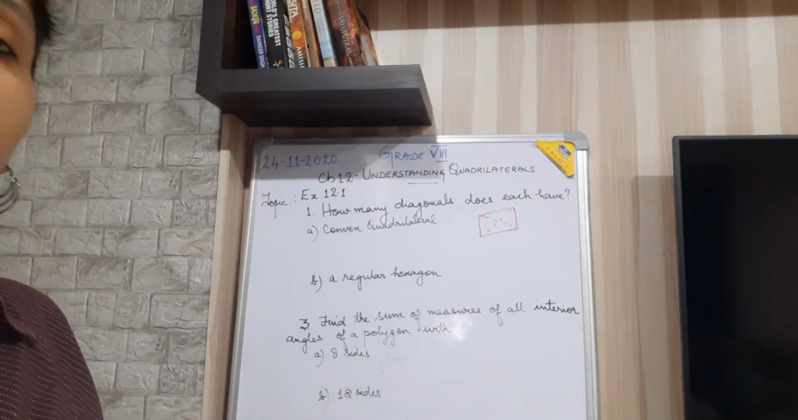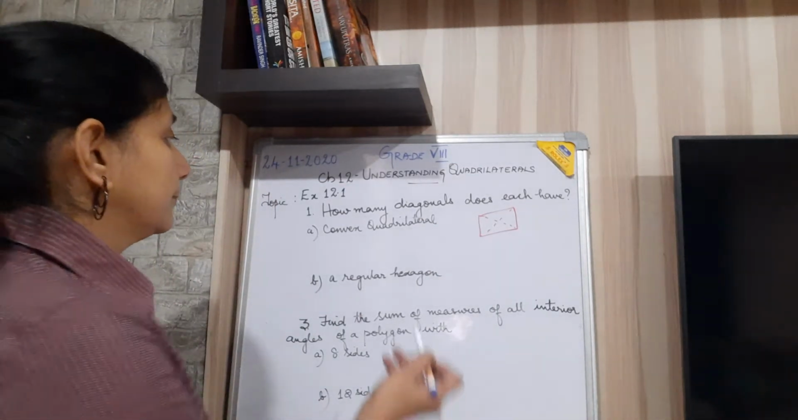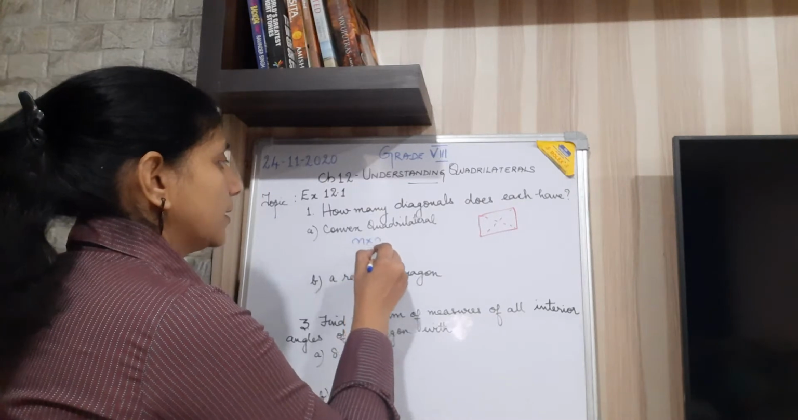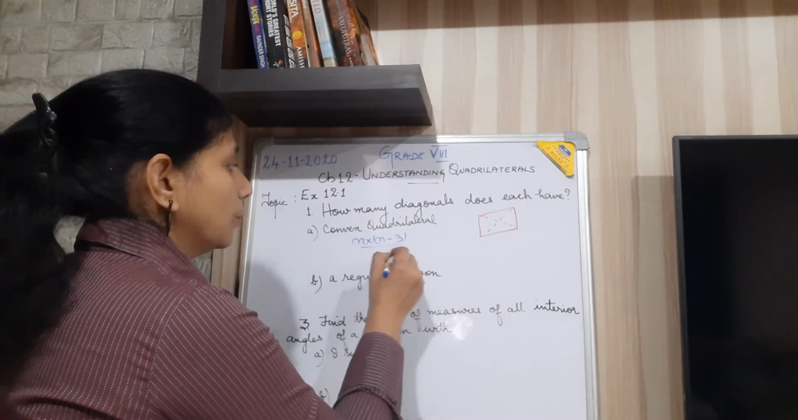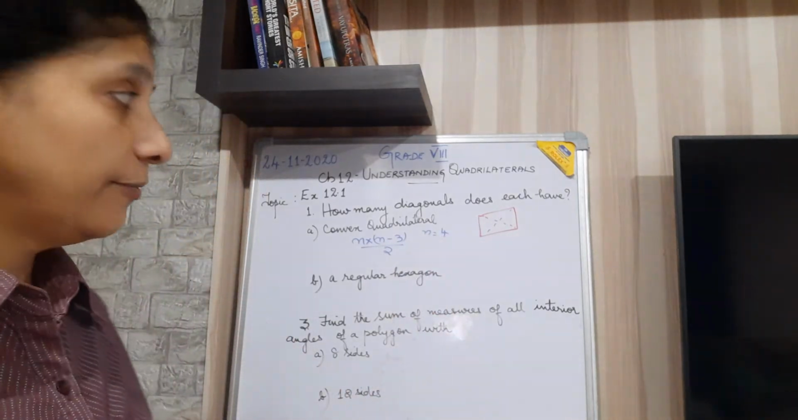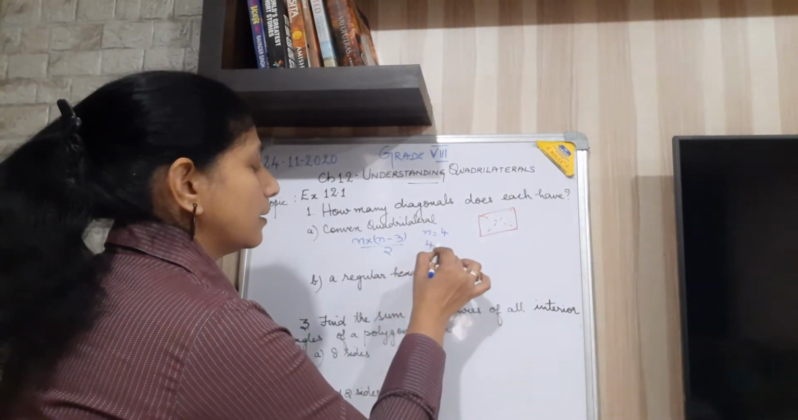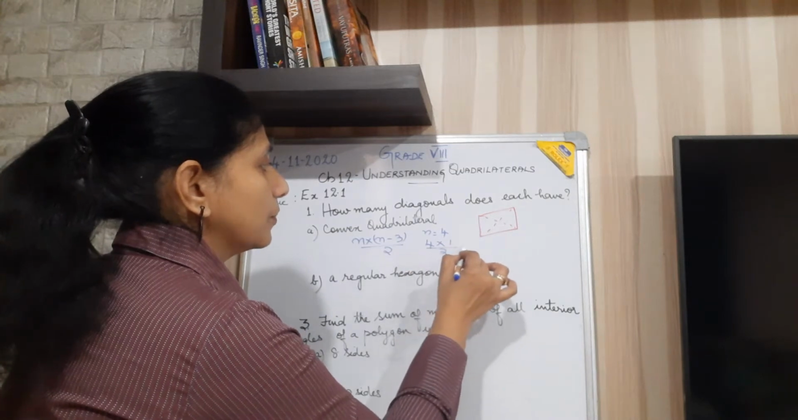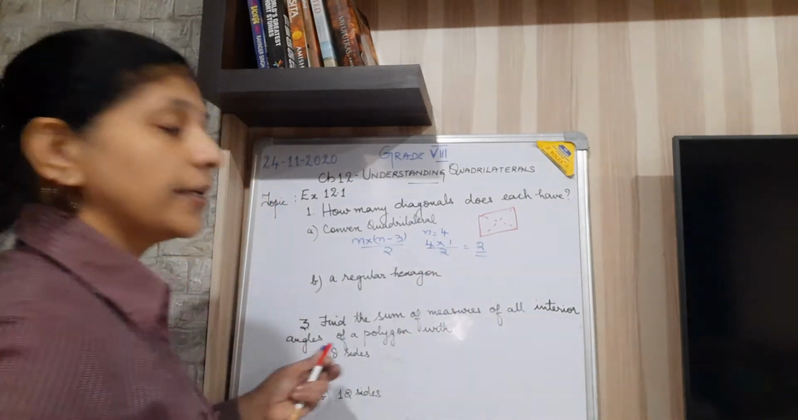What is the formula for the diagonals? n into n minus 3 upon 2. So here n is 4, a four-sided figure. So 4 into 4 minus 3 is 1, by 2. So it is 2. Next, a regular hexagon.